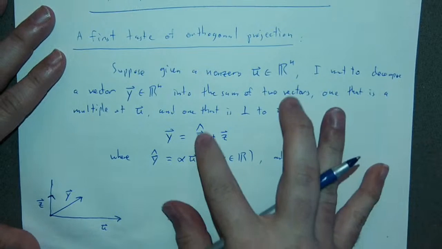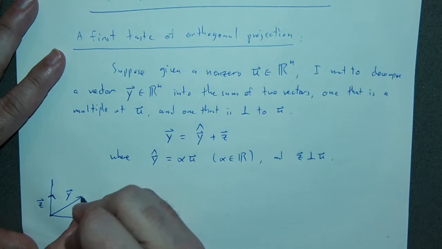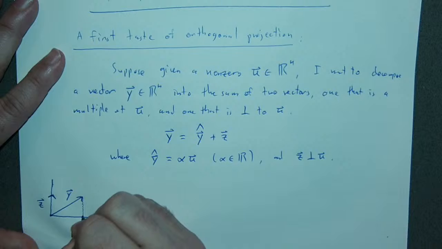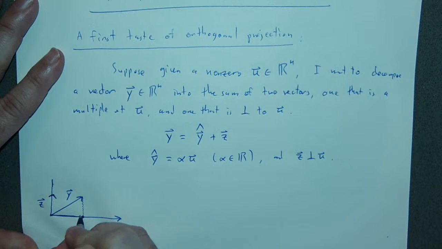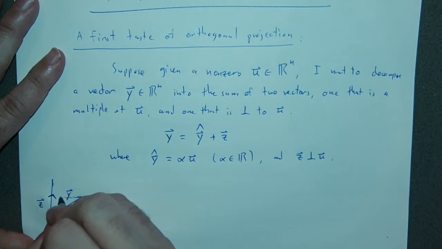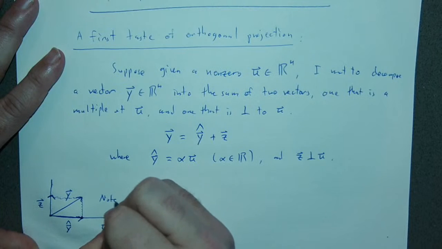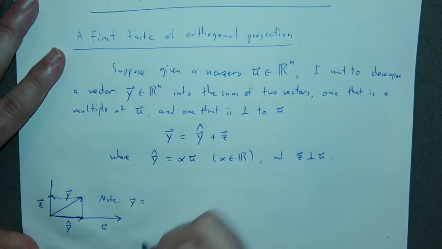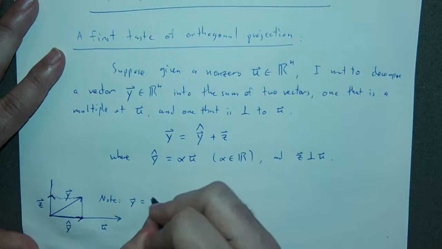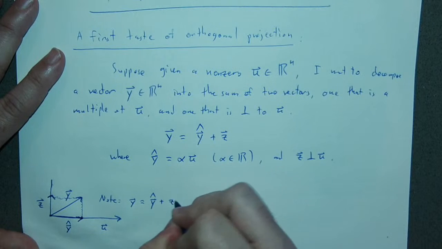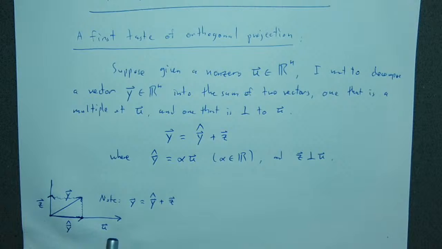Where's my y hat here? Well, if I take this vector as my y hat, this vector as my z, note y can be written as the sum y hat plus z. This z is perpendicular to u. Y hat is clearly a scalar multiple of u because it lies on that line determined by u.